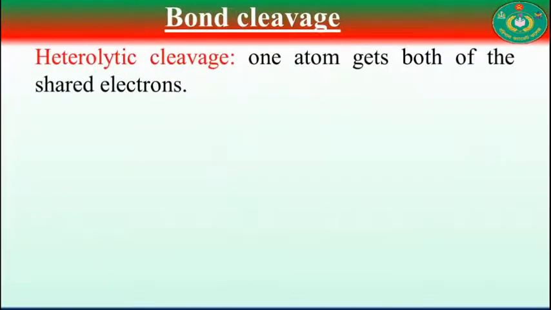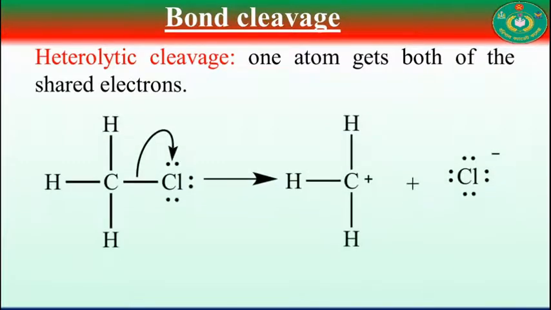Now, in heterolytic cleavage, one atom gets both of the shared electrons. Consider the example of methyl chloride. When heterolytic cleavage takes place here, two ions, namely a methyl cation and a chloride anion, are produced.